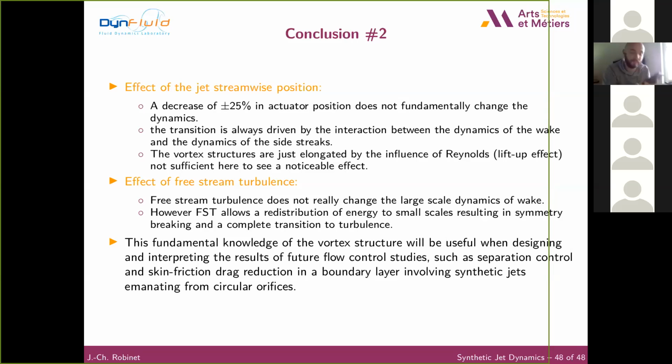And finally, this fundamental knowledge of the vortex structure will be useful when designing and interpreting the results of future flow control studies, such as separation control and skin friction drag reduction in boundary layers, involving synthetic jets emanating from circular orifices.